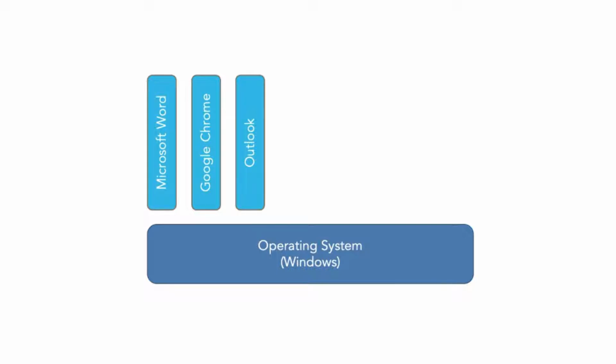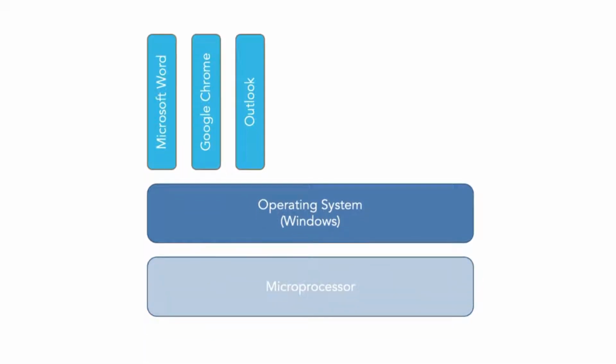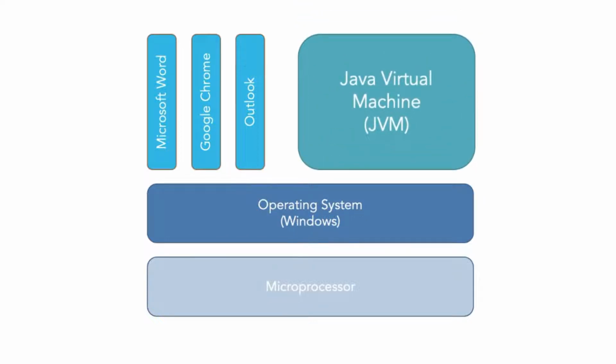And also underneath the operating system, by the way, is the microprocessor. This is the actual chip inside the computer itself. I've kind of grayed that box out because we don't really need to know anything about the microprocessor, apart from the fact that having an operating system means that the three programs at the top, Microsoft Word, Google Chrome, and Outlook, they don't need to concern themselves with the different types of microprocessors. So in this way, the operating system kind of shields those programs away from the much deeper complexity of the actual chip inside the computer itself. But in addition to these programs, if we're looking at Java, we can also install another program, and that's known as the Java Virtual Machine.